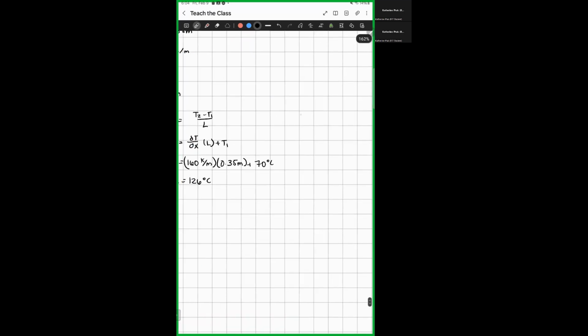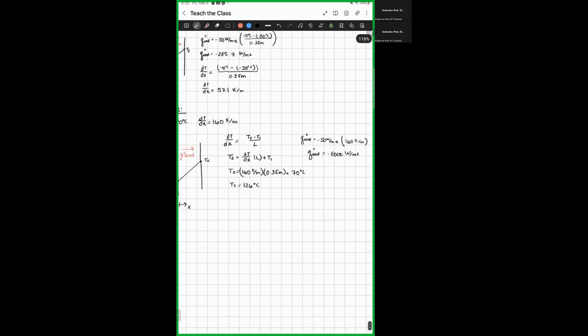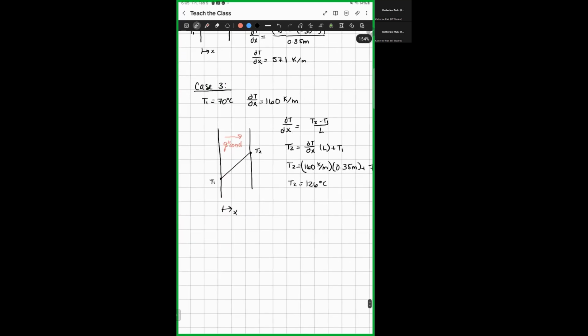And then if we do our Q conduction, we get negative 50 watts per meter Kelvin. I'm running out of room, so let me move this over. Times the 160 Kelvin per meter that we are given. We get Q conduction equals negative 8,000 watts per meter squared. And this is a negative number. And again, this makes sense with how we drew our graph.